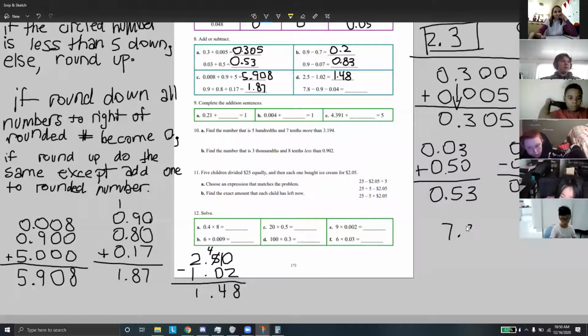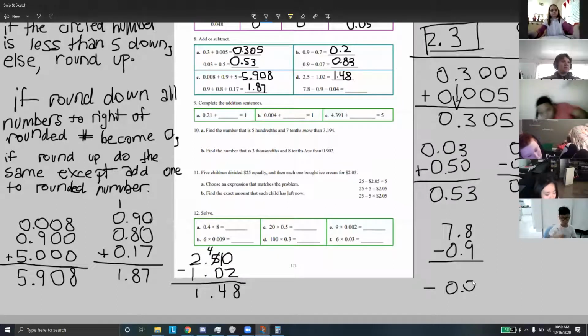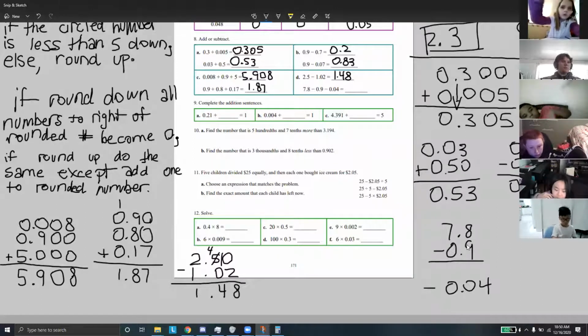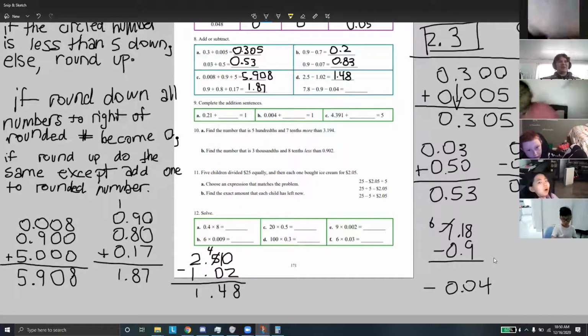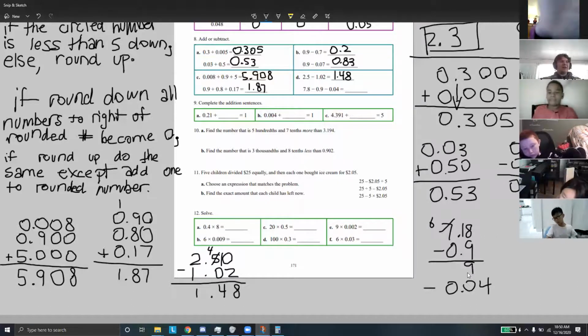Okay, this is the one I said do one at a time. So we're going to do 7.8 minus 0.9 first. And then after that, we'll do minus 0.04. Okay, so 8 minus 9, we can't do that. Okay, and this one we're going to make a 9. And 6 minus 0 is 6, and drop the decimal.